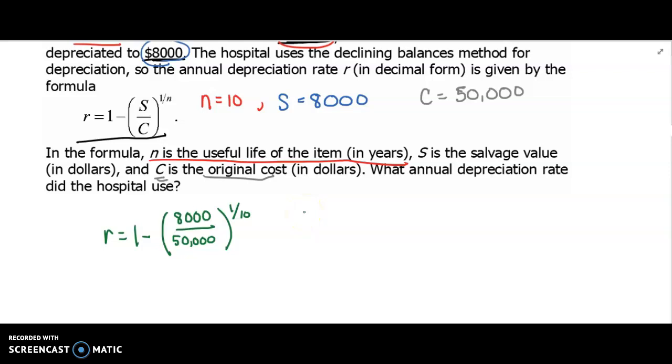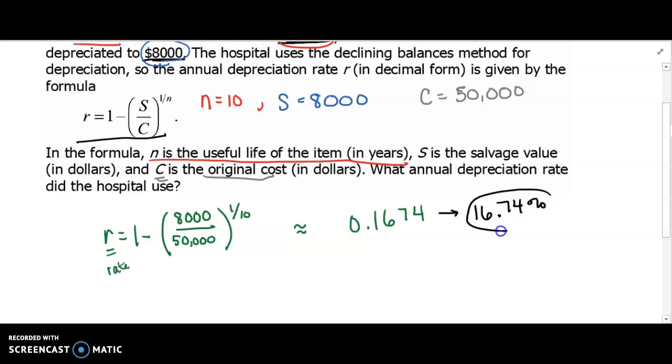When you put this into your calculator, you should get a number that looks like 0.1674. But remember, R is a rate, and generally speaking, when we're talking about rates and money, we're talking about a percentage. So I'm going to change this to roughly 16.74%. Here's our answer.